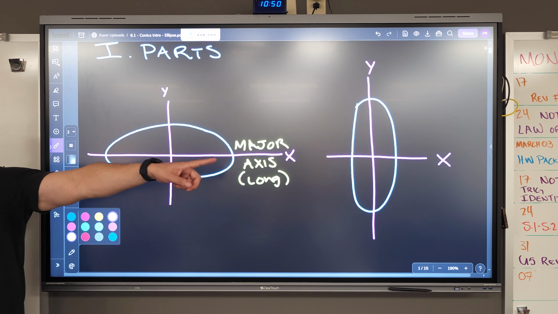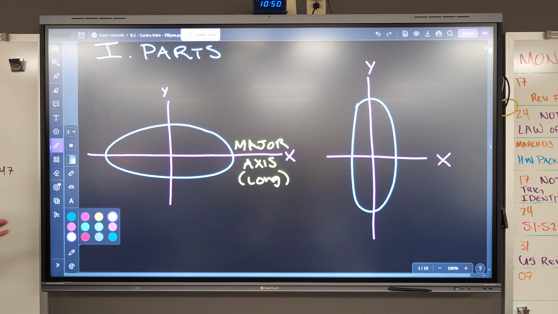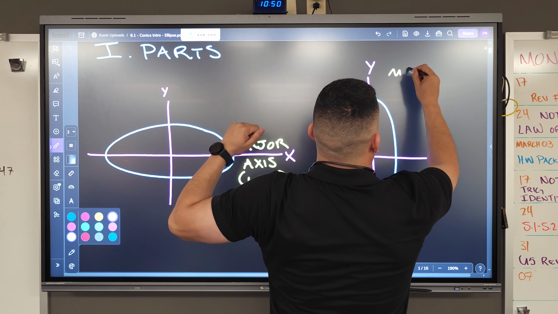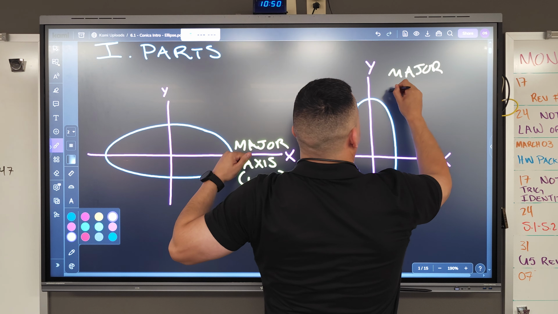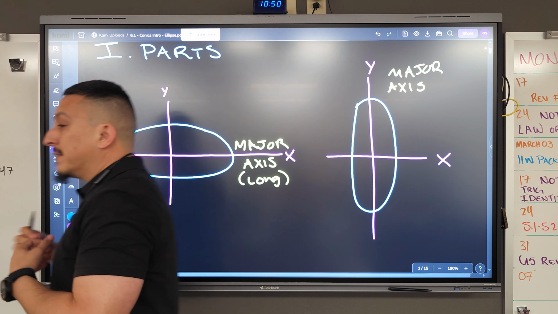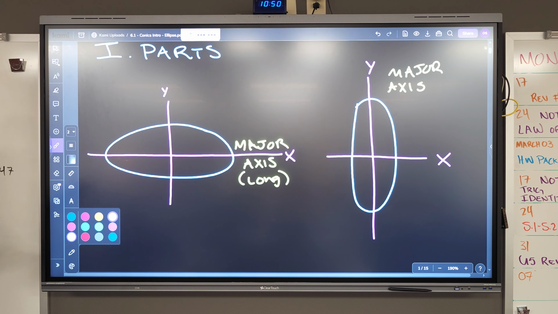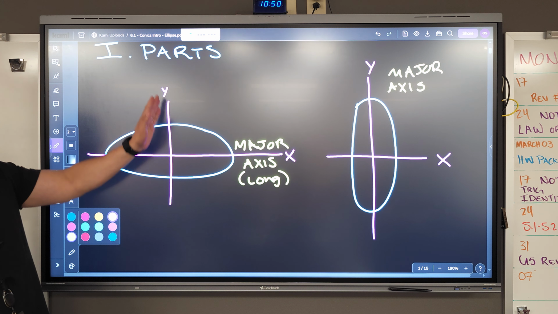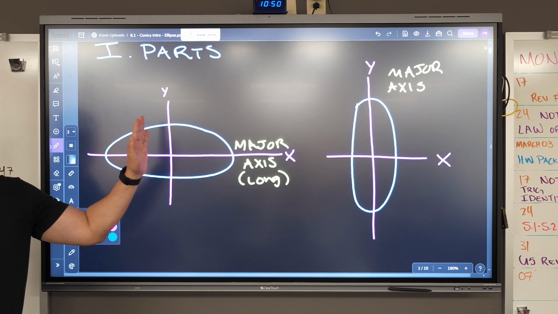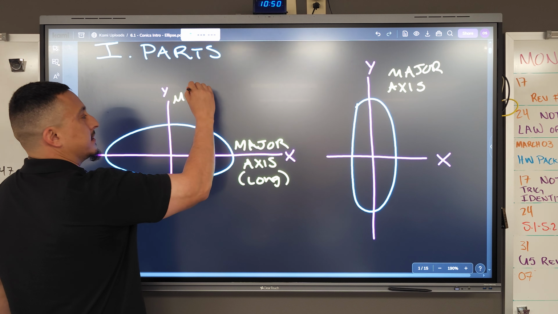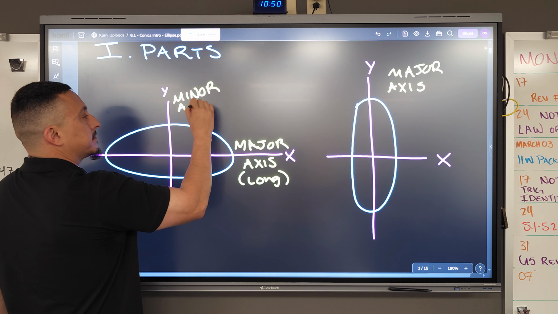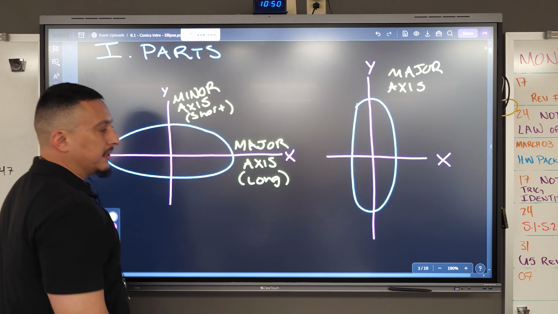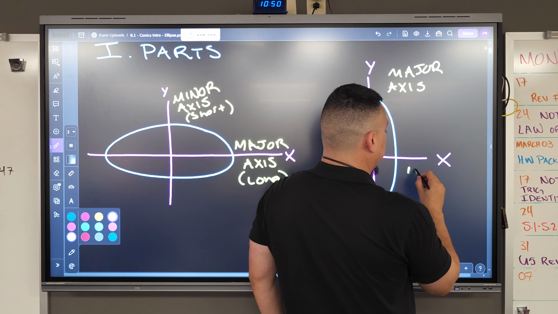On that picture, that type 2 or whatever, this is the long one. So this one's called the major axis. So the long side is what we call the major axis. And in common sense, what do you guys think we call this side? If this is the major, this would be the minor. And that's exactly what it is, the minor axis, which is the short side. In this case, this one's the minor axis.